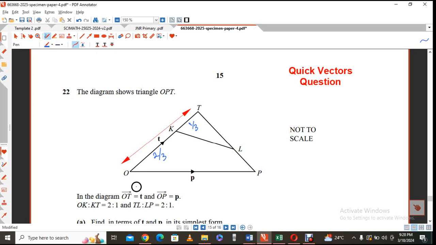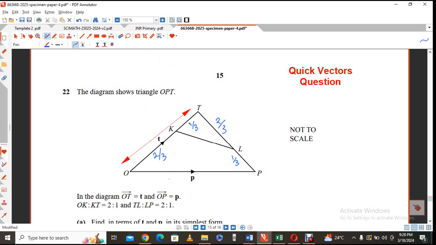Okay, and then they say that TL is 2 to 1 of LP, so this is also 2 out of the 3 parts, and this one here LP is 1 out of the 3 parts. Okay, now that we have our information written down, let me just write that 1 over 3 inside here, because I might be using that space a little bit later.